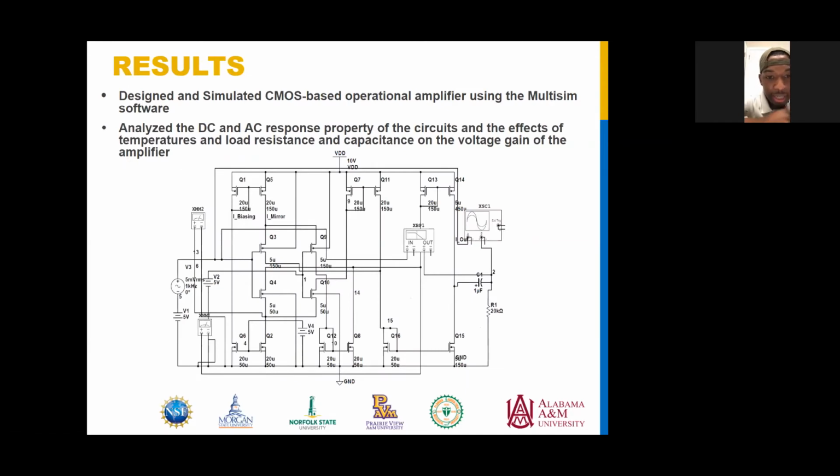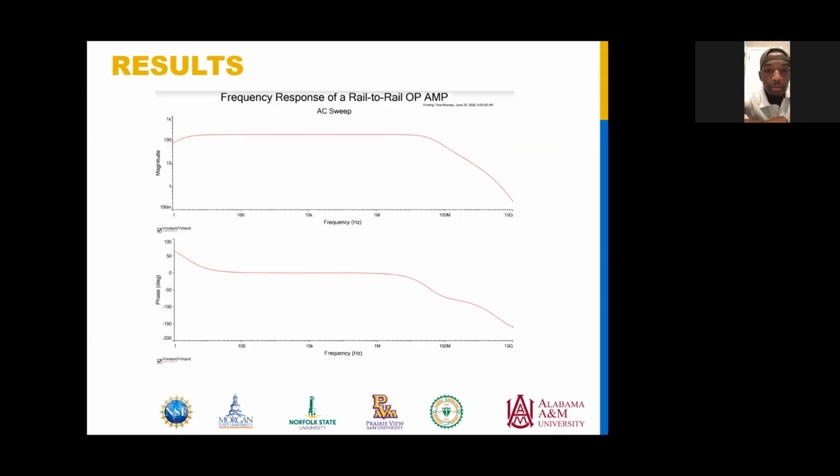Results. Design and simulate a CMOS-based operational amplifier using Multisim software. Analyze the DC and AC response property of the circuit and the effects of the temperature, load resistance, and capacitance on the voltage gain of the amplifier. Frequency response of rail-to-rail op-amp.